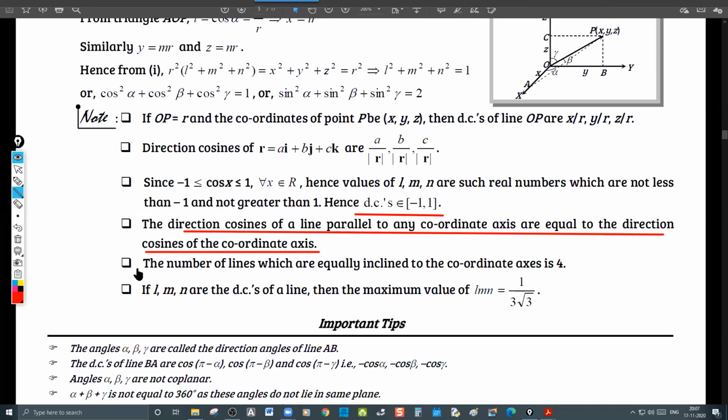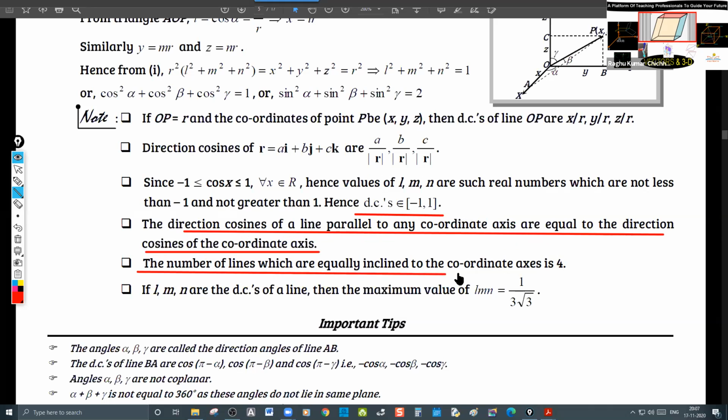The number of lines which are equally inclined to the coordinate axes is 4. If l, m, n are DCs of a line, the maximum value of lmn is 1 by 3√3. How is it possible? Let me explain that.